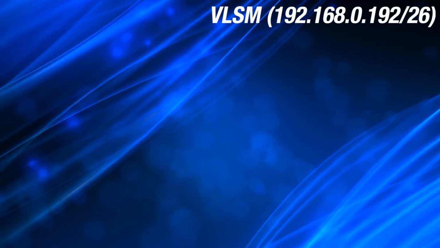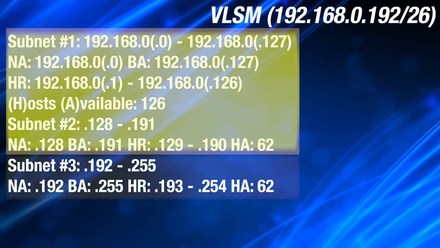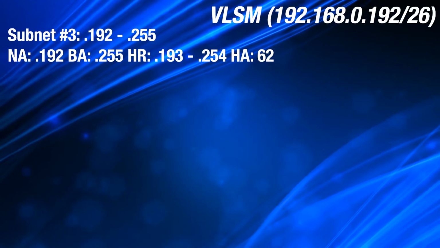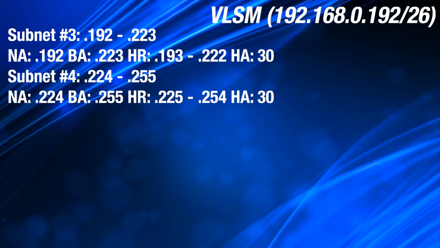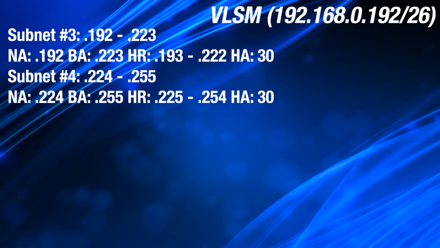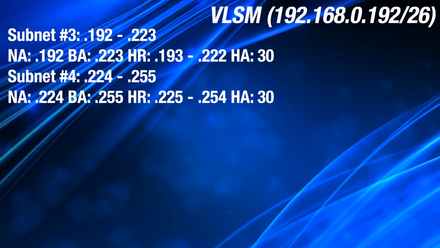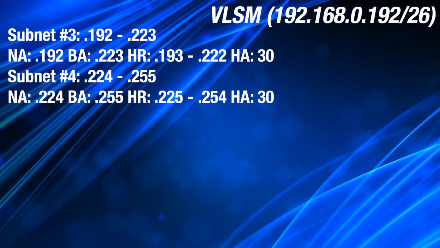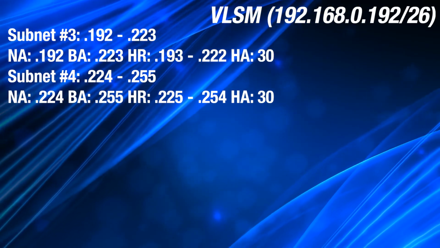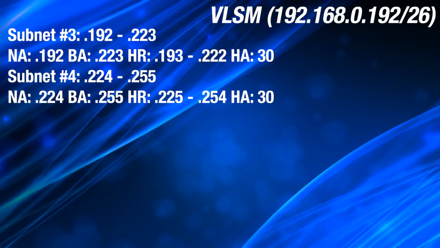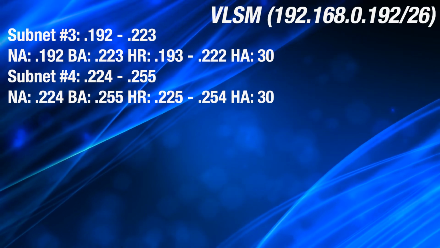Take a look at this. If we leave these ranges alone, we can split this one again. By borrowing another bit, we are changing the mask. By doing the equation, we can fulfill the requirement. Take a note, the subnet mask works. These networks are able to be divided this way. We now have ranges .192 to .223 and .224 to .255.